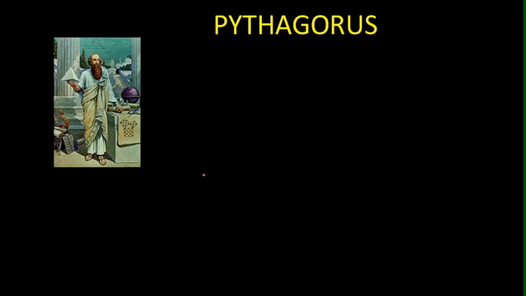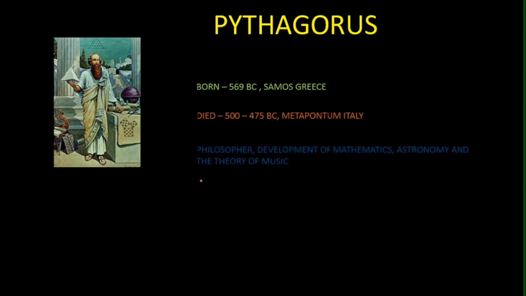This Pythagoras equation actually comes from the name of Pythagoras. Pythagoras was a Greek philosopher, born in 569 BC in Samos in Greece, and he died around 500 to 475 BC in Metapontum in Italy.